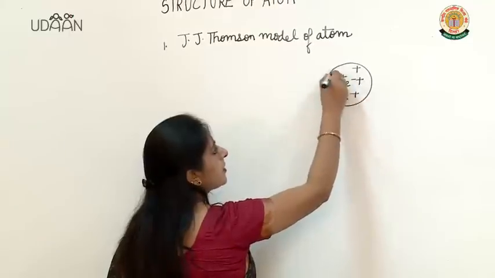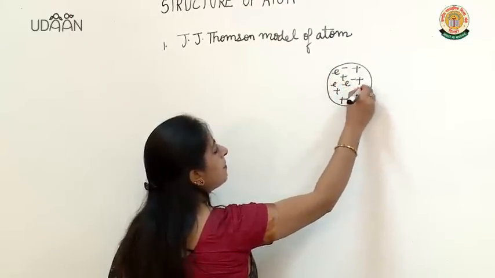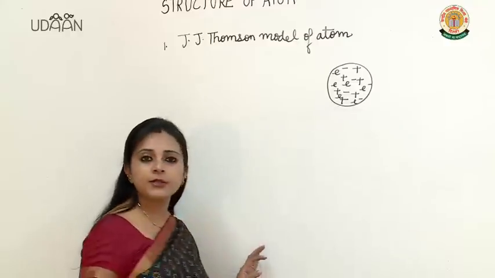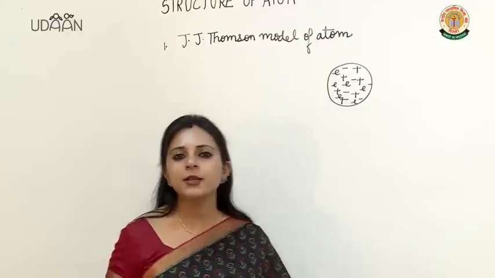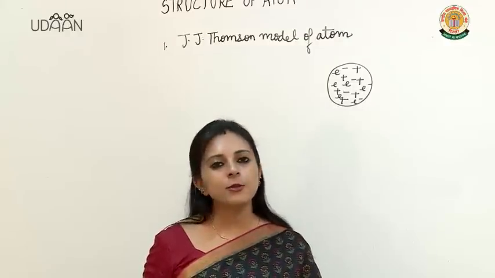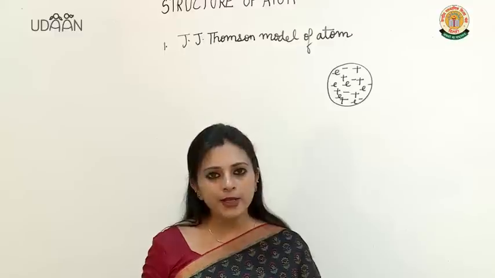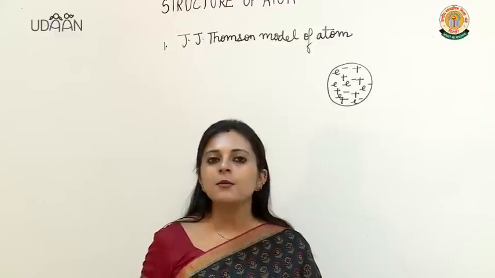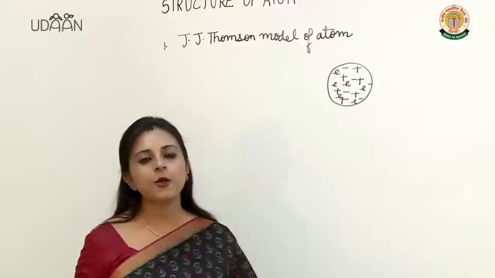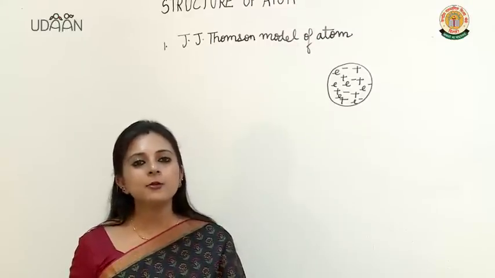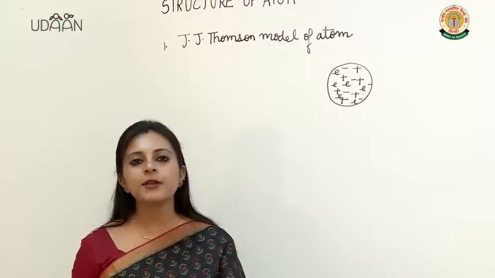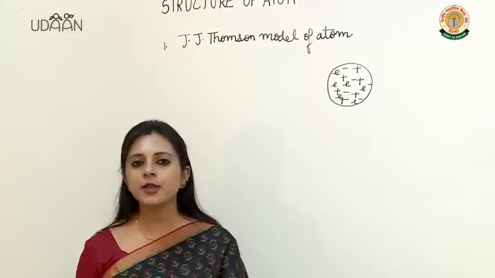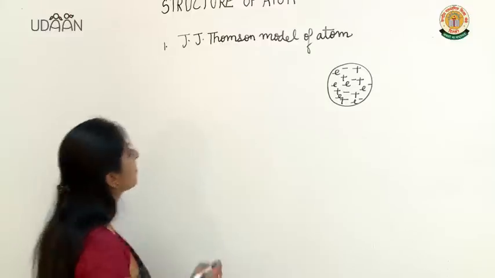So that means how many electrons are embedded? Enough electrons are embedded that whatever positive charge there is gets completely neutralized. So that means he could explain the electrical neutrality of the atom. But what was the limitation of Thomson's model of atom? That it could not explain the results of Rutherford's scattering experiment, which was carried out later on.